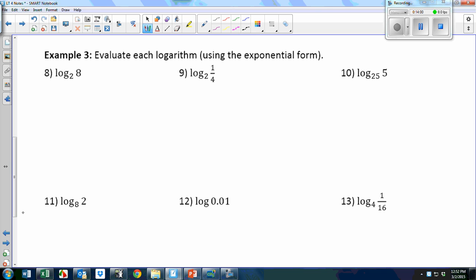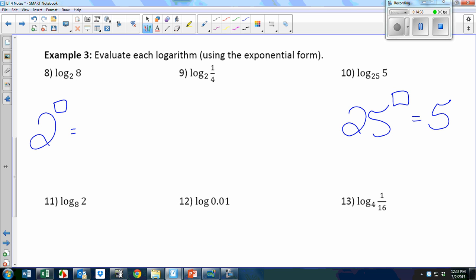All right, there's some challenging ones here in 8 through 13. Don't want to ruin it. Give them a try. Mental math will suffice for a few of them, but you may need to use the template on a question like number 10. You might need to put 25 to the what makes 5 before you figure out the what, before you figure out the exponent. I'll go ahead and set up all of those exponential forms.